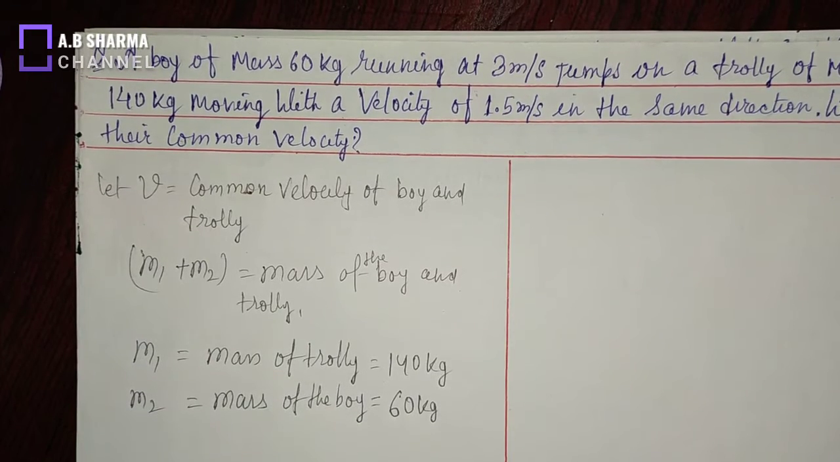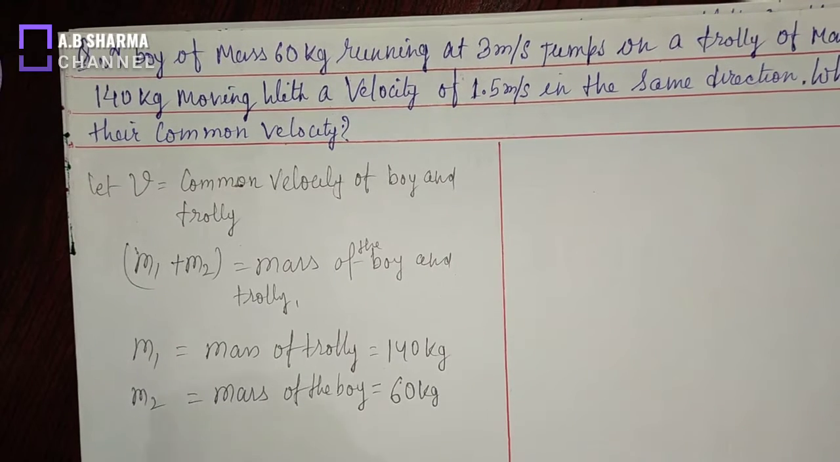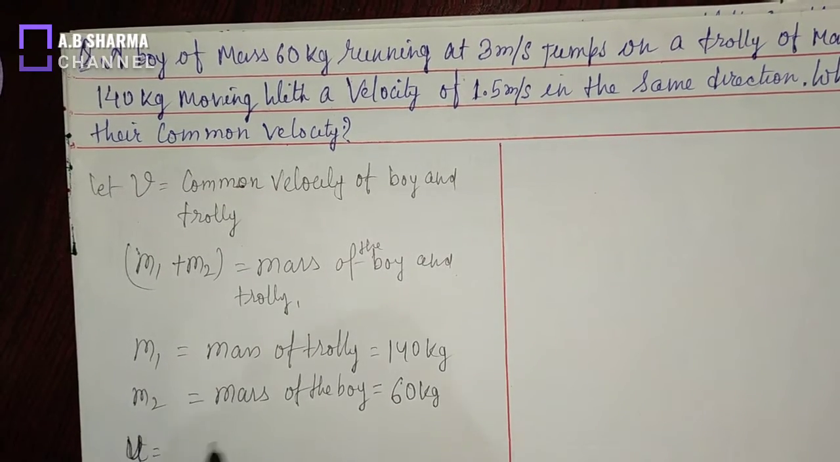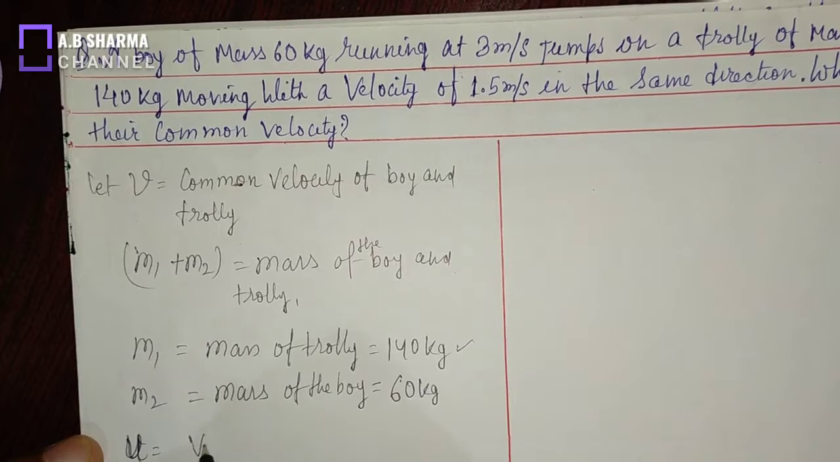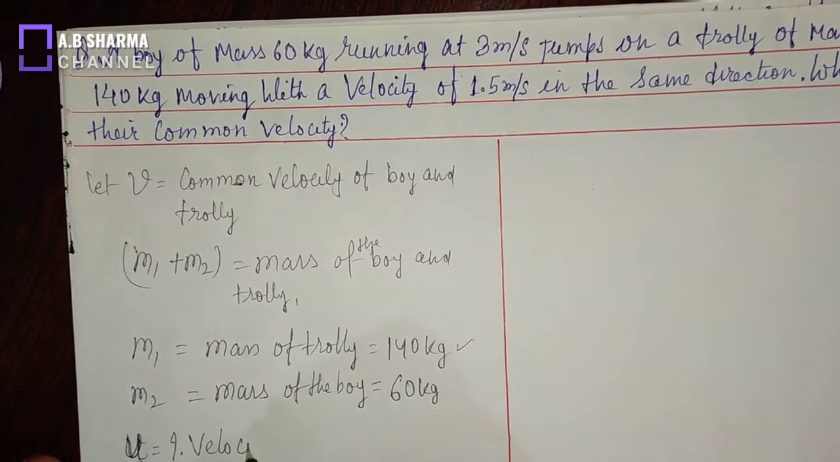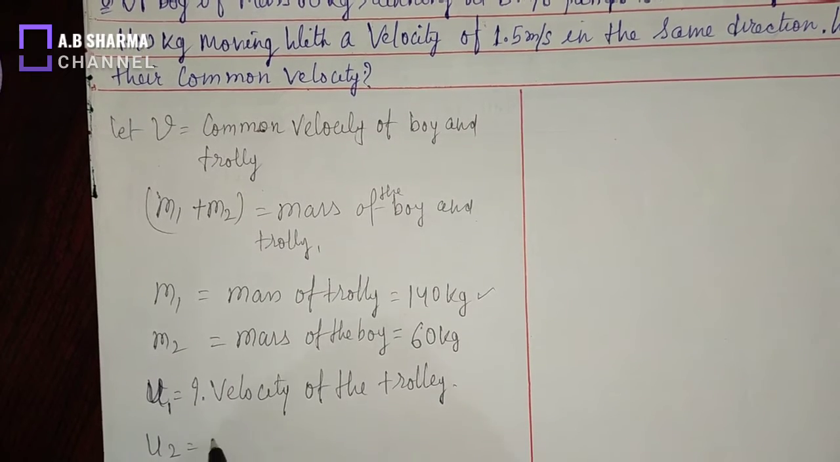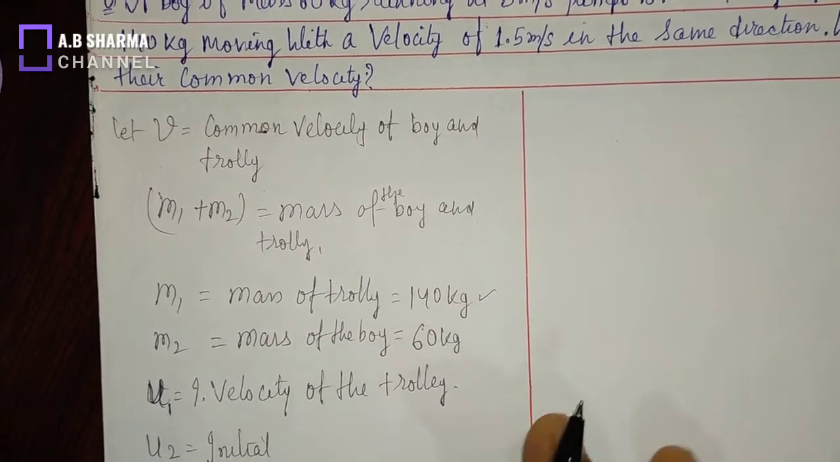Using the conservation law of momentum, and one more thing is given: let U1 be the initial velocity of the trolley, and U2 the initial velocity of the boy.